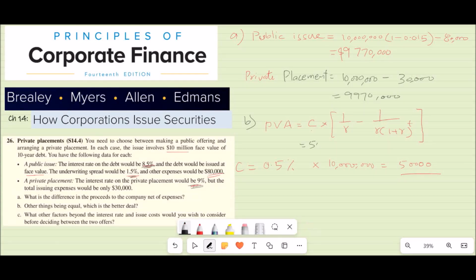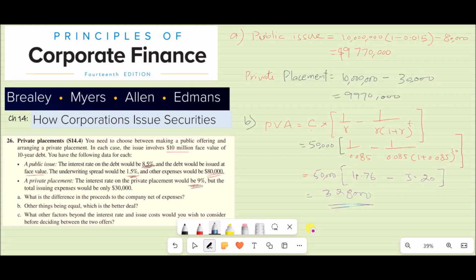So here we have 50,000. Then R will be 0.085, minus 1 over 0.085 into (1 plus 0.085) to the power 10, closing brackets. By solving this, we will have 50,000 into (11.76 minus 5.20). By further solving, we'll get 328,000.